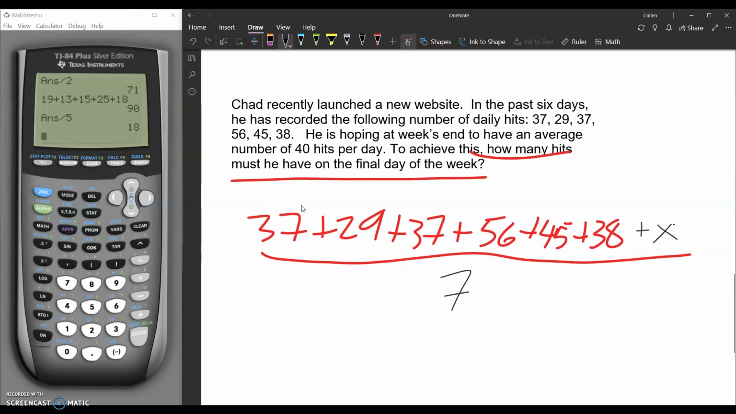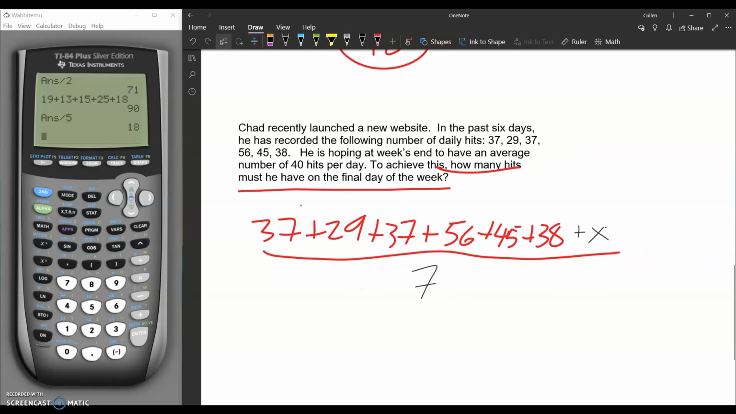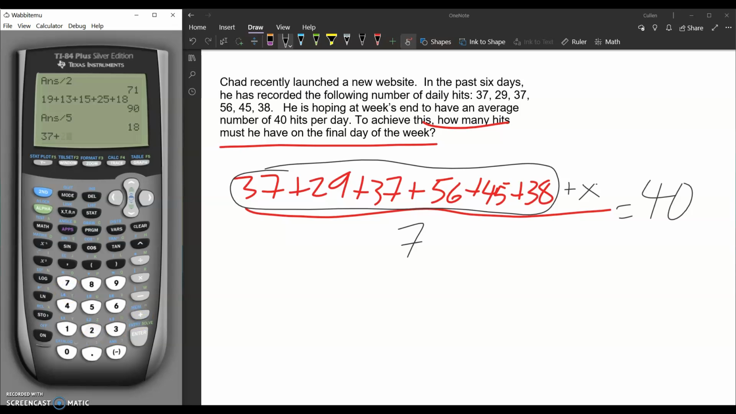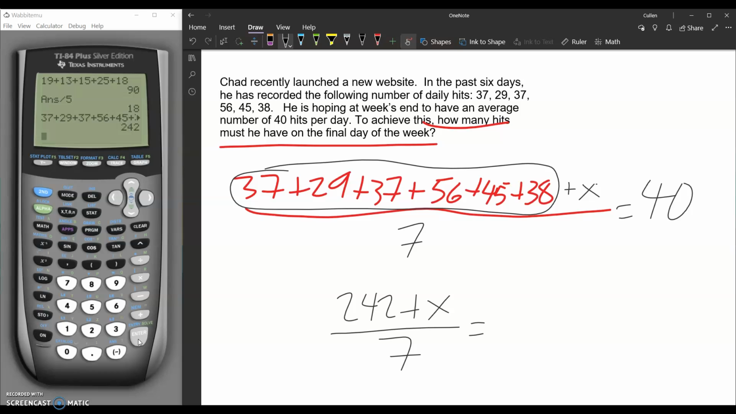And this does look kind of scary, but that's okay. And then what we're going to do is set this equal to what he wants his average to be, which is 40. So really, we're just going to add up all these numbers, and then we'll simplify down what's going on here, and you'll be left with an equation to solve. So 37 plus 29 plus 37 plus 56 plus 45, and then plus 38. So that gives us 242 plus x over 7, and set that equal to 40.